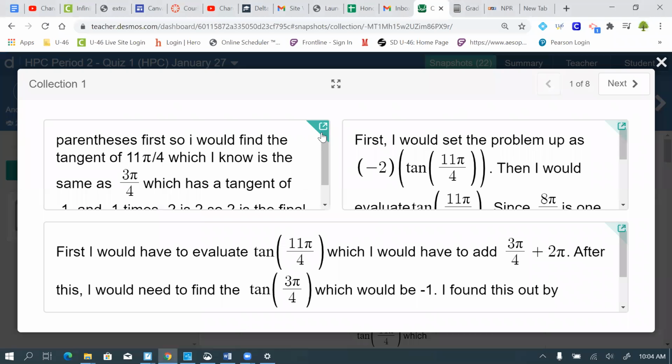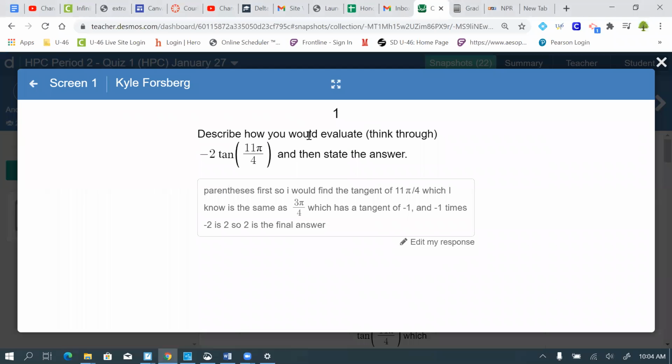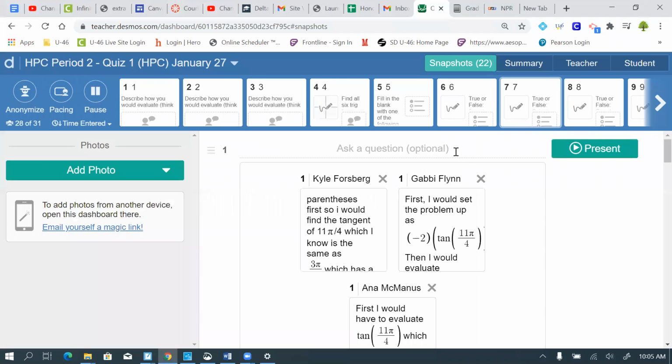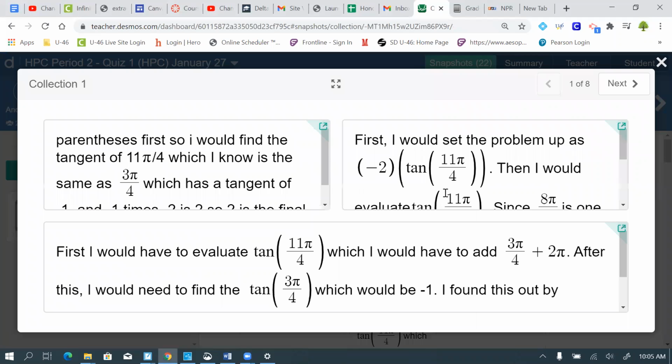First of all, here's a question. Find and tell me, think through how you would evaluate this. This is Kyle. Good job, Kyle. First, finding the tangent of 11 pi over 4, which is the same as the tangent of 3 pi over 4. That's correct. They are coterminal, and so the tangent of 3 pi over 4 is -1. So the tangent of 11 pi over 4 is -1. And -2 times -1 is 2. Yes, Kyle.